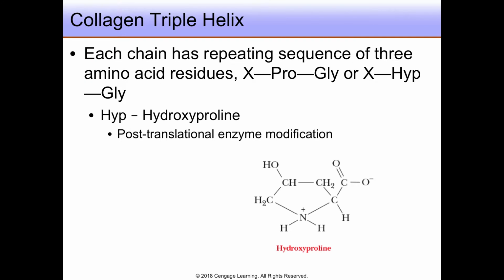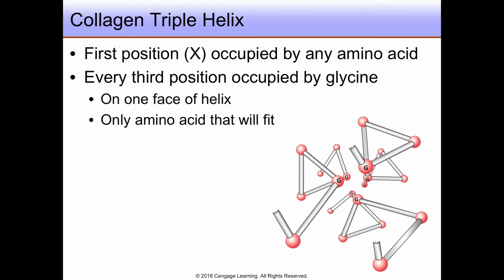Let's consider the primary structure of collagen and see how it relates to tertiary structure. Each chain of collagen has a repeating sequence of 3 amino acids. The first residue might vary, represented by the letter X. However, the second residue is most often proline or a modified form of proline, hydroxyproline, pictured here, and produced as a post-translational modification. Note that the key feature of the primary structure of collagen is that every third residue is glycine.